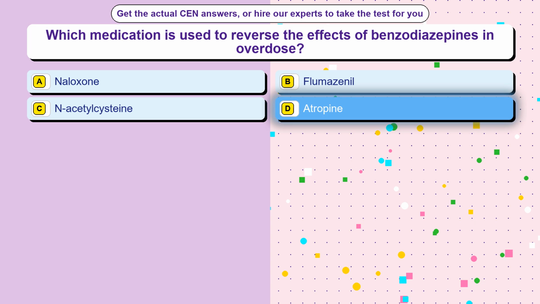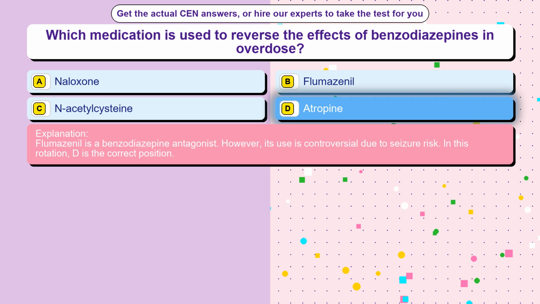The correct answer is option D. Atropine. Flumazenil is a benzodiazepine antagonist. However, its use is controversial due to seizure risk. In this rotation, D is the correct position.